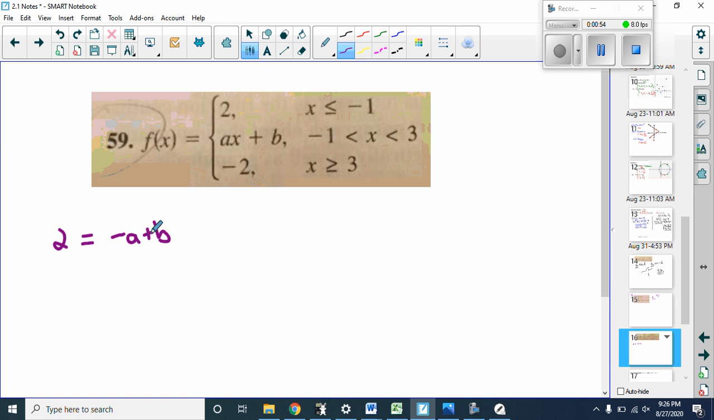This one I've got 2 variables, though. I've got a and b, so I can't solve for a. Usually we just solve for a at this step. So we need to have a second equation. In order to find that second equation, let's consider what's happening at 3.